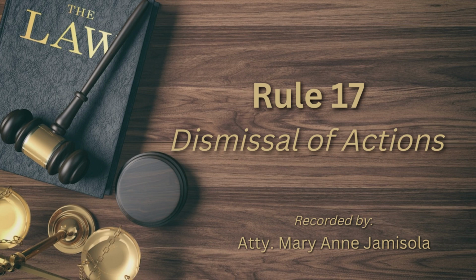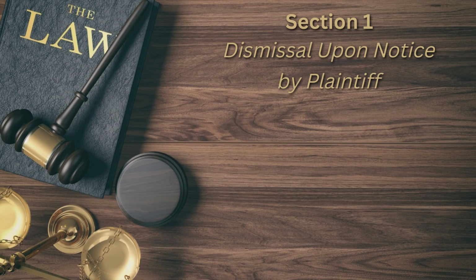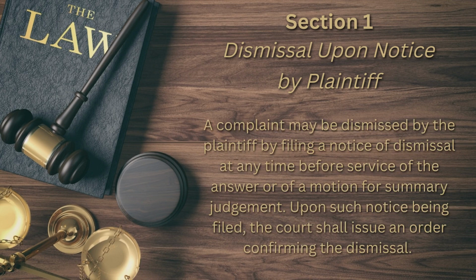Rule 17. Dismissal of actions. Section 1. Dismissal upon notice by plaintiff. A complaint may be dismissed by the plaintiff by filing a notice of dismissal at any time before service of the answer or of a motion for summary judgment. Upon such notice being filed, the court shall issue an order confirming the dismissal.